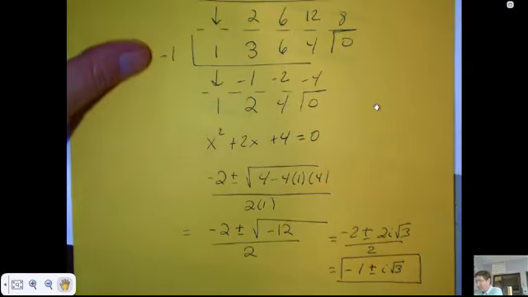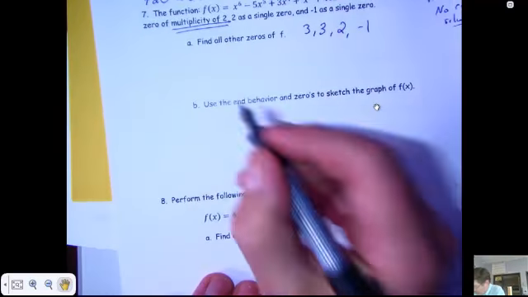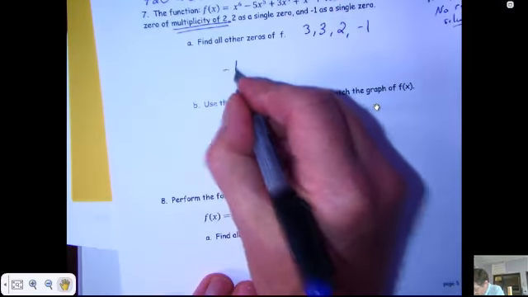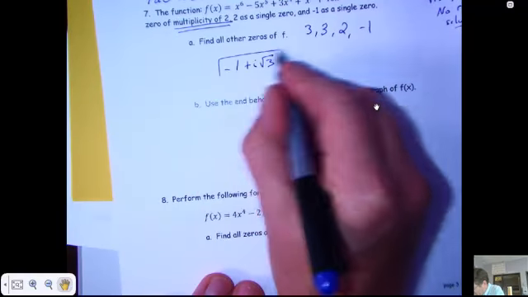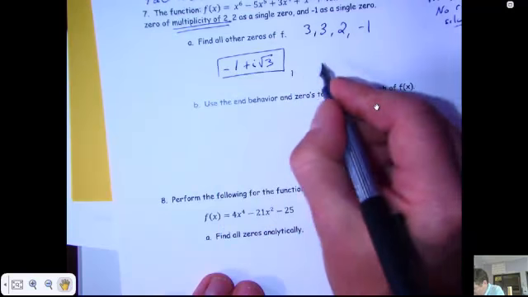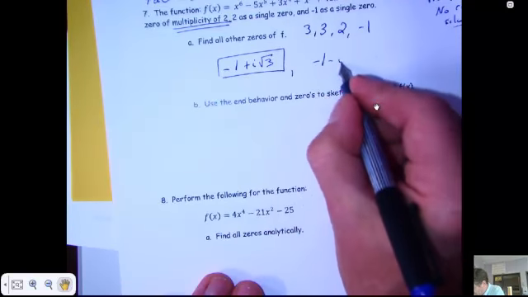So I'm going to go back and write those in then. So we had the negative 1 plus i root 3, or root 3i, doesn't matter how you want to write that. I'll take that either way. And negative 1 minus i root 3.